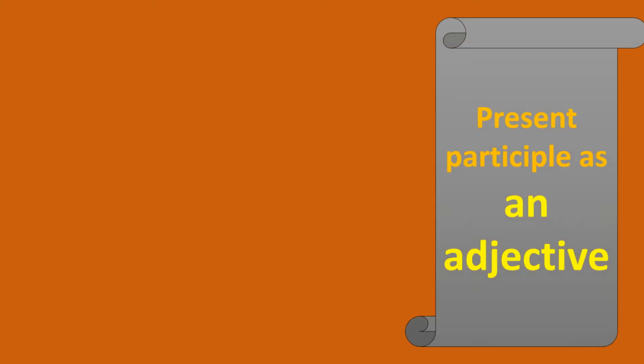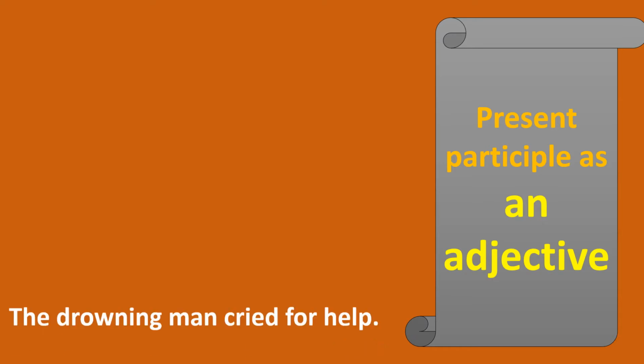The next usage, present participle as an adjective. In some sentences, present participle acts as an adjective. You have to recall what is an adjective. An adjective is a word which qualifies a noun or a pronoun. An adjective is a word which describes a noun or a pronoun, which adds some information to the noun or a pronoun. See these examples.